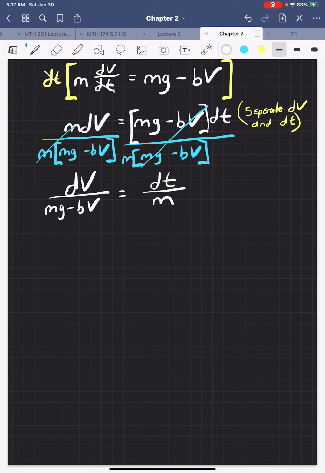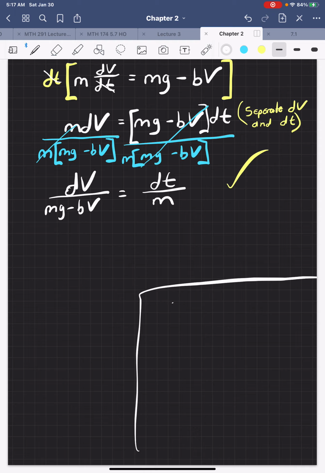Okay, so at this stage, I have successfully separated my variables. I have separated dv with any variables v and dt with any variables t. And now what I'm going to do is integrate both sides. Notice I'm integrating the left side with respect to v and the right side with respect to t. Of course, I'm going to do that work down at the bottom, and then I'm going to erase this part.